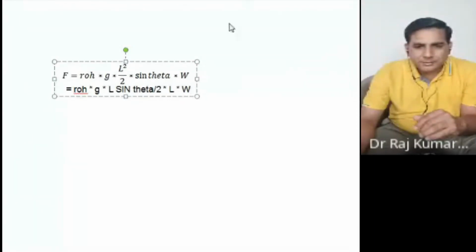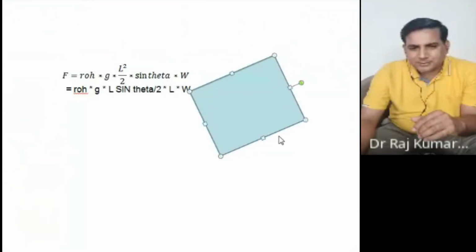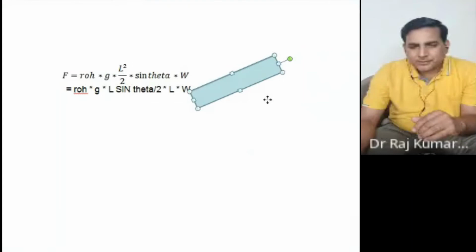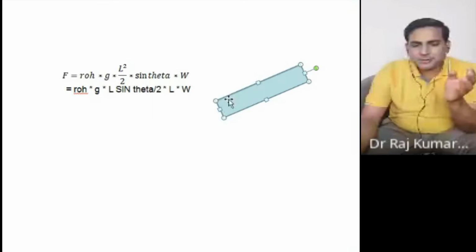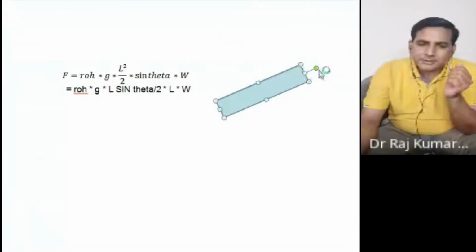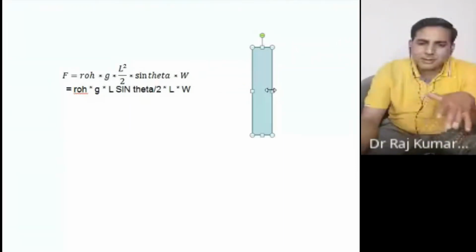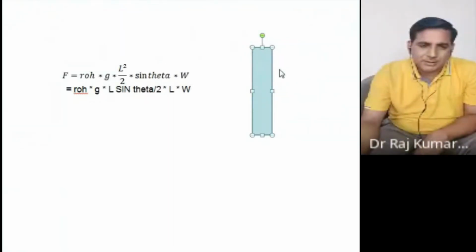Area. It becomes area. If you want to draw this rectangle, something like this, this is your vertical element. This is your L and this is the width of the gate, right? You are now calculating the total force on the entire L, and the width is perpendicular to the side. So you got the area.